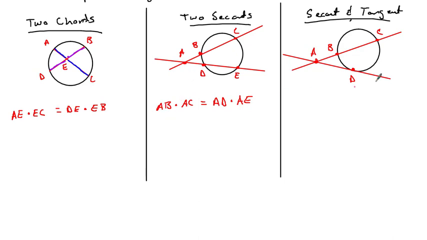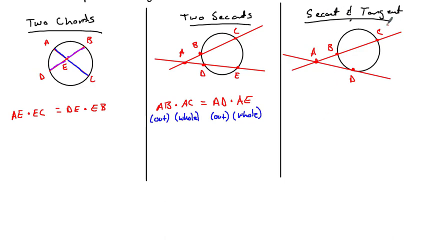The best way to think about it is to think that AB is the outside and AC is the whole. And that's equal to AD, which is the outside, and AE, which is the whole. And when we do our example problem, the picture will make a lot more sense. These pictures are very abstract compared to what you're going to do in your problems.